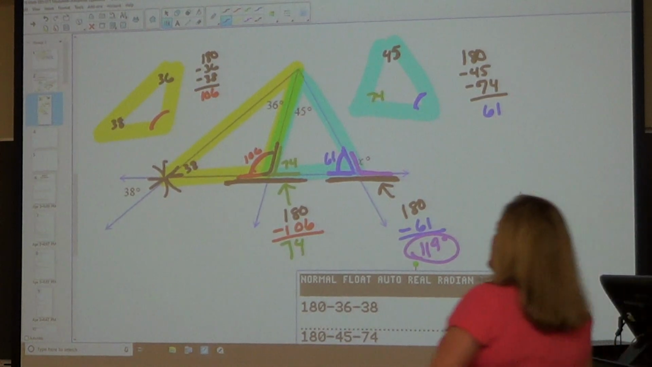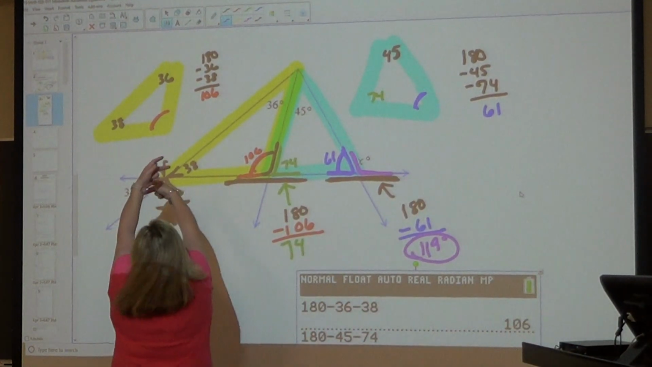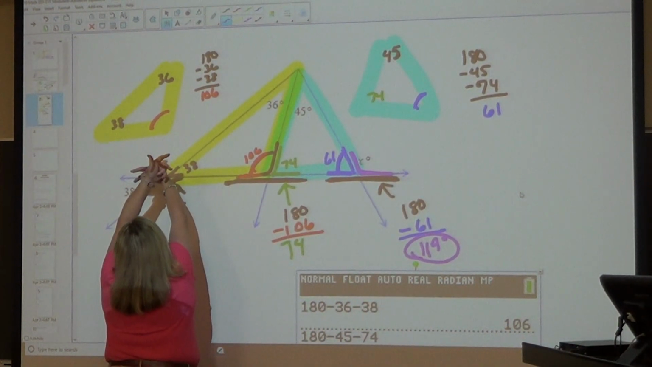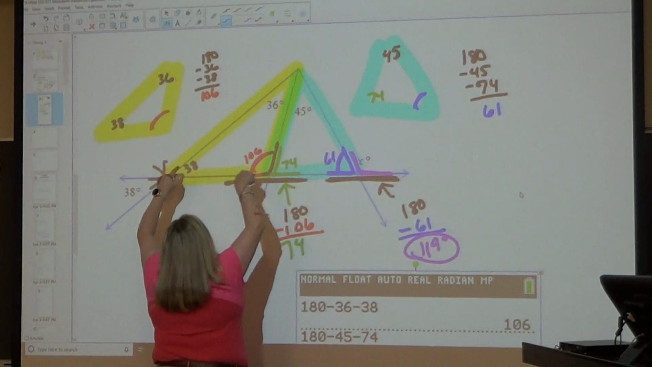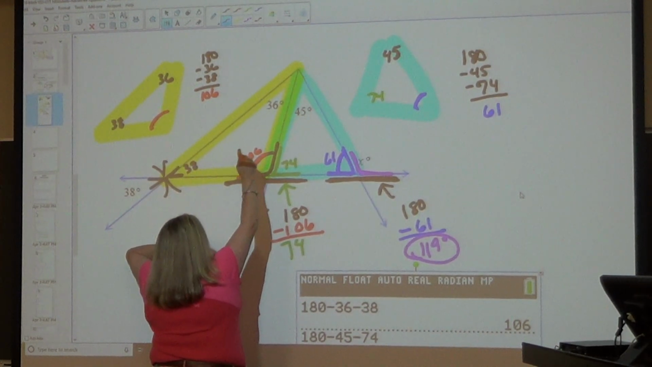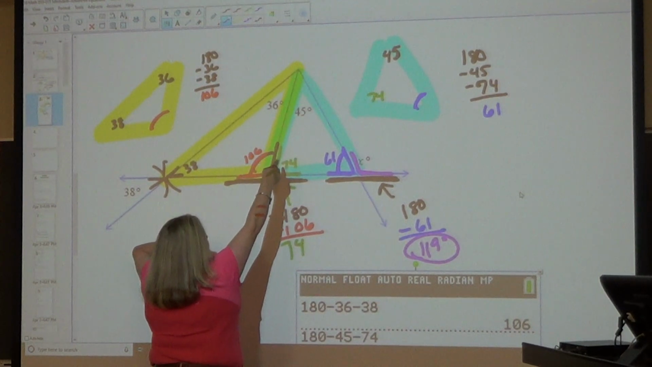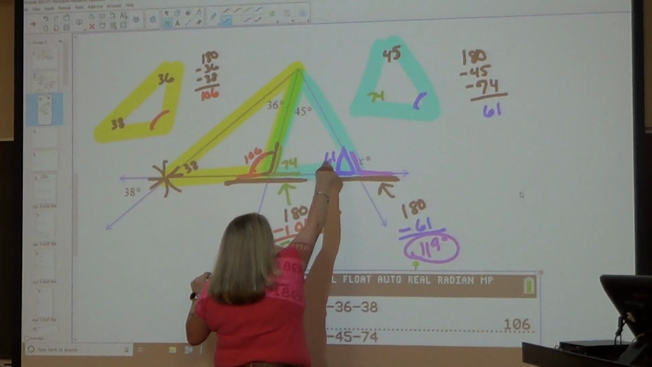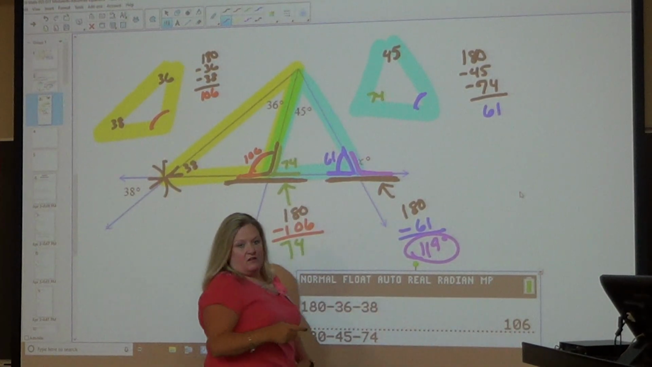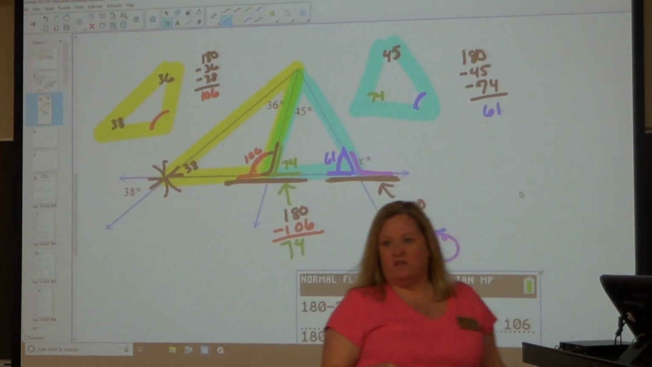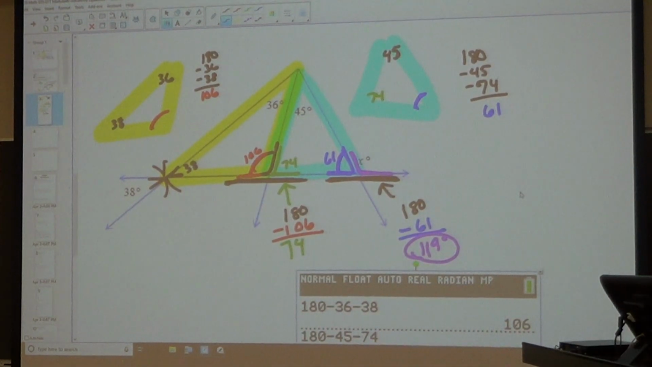So we use the butterfly to get into the triangle. Then we use the triangle rule to get here. We use the straight line to get there, triangle to get here, and straight line to get there. Let's try one more.